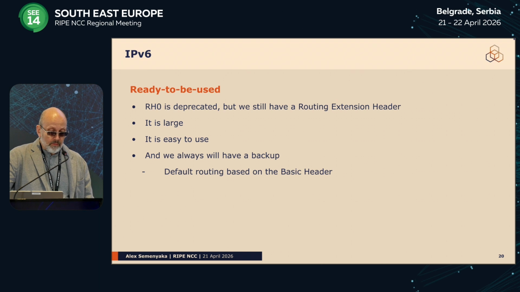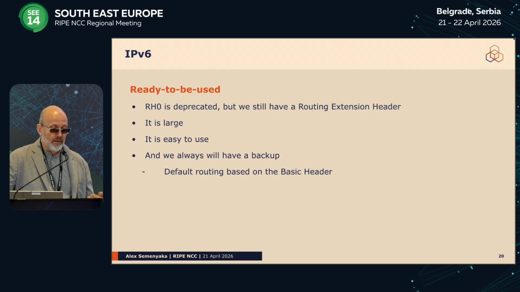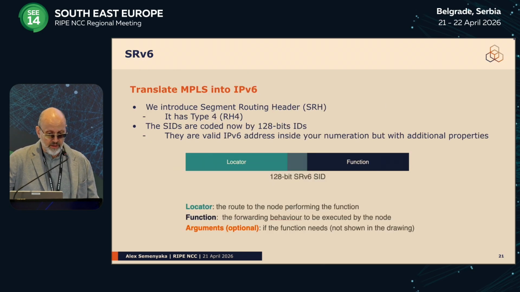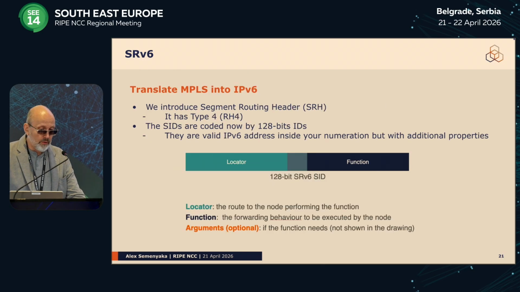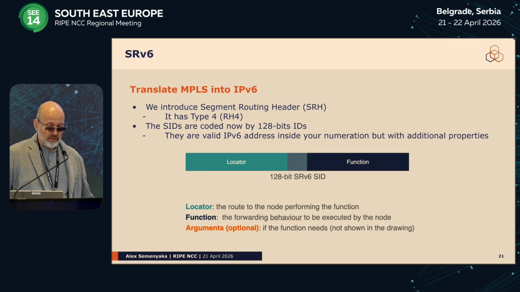And with this approach, we always have a backup, which is the basic header. We still can use our IPv6 traditional routing. So it might be much easier, and it turned out that it is. So what we are doing with segment routing version 6, we translate MPLS into IPv6.